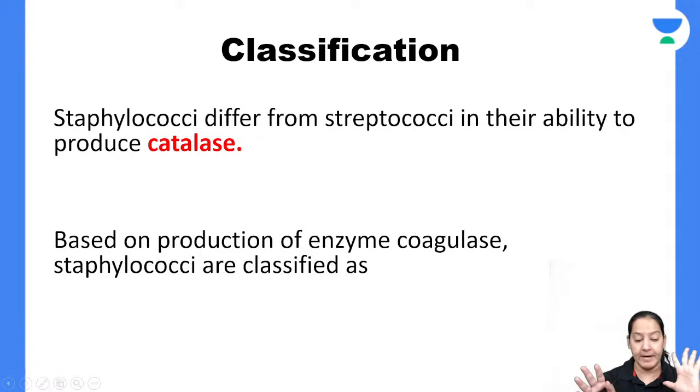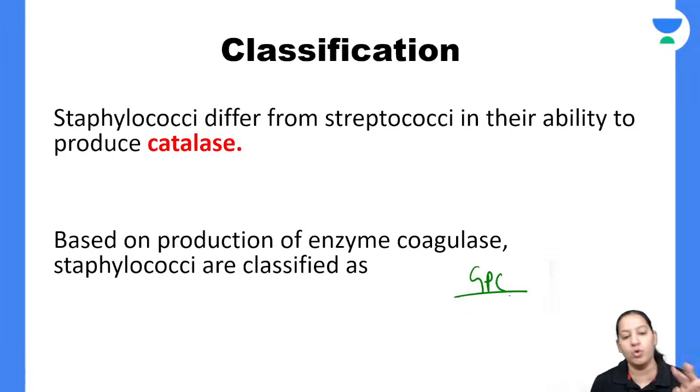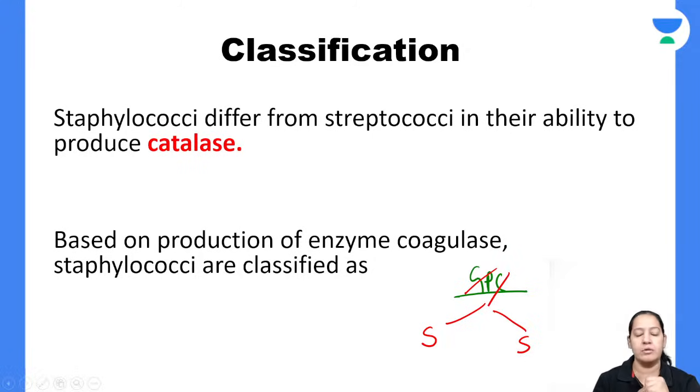There are two types of gram-positive cocci. I have taught you the classification. What are the two gram-positive cocci? Staphylococcus and Streptococcus. Both of them are gram-positive, and both of them are circular, spherical, or cocci. So how will you differentiate Staphylococcus and Streptococcus? What is the way to differentiate Staphylococcus from Streptococcus? Can anyone tell me?